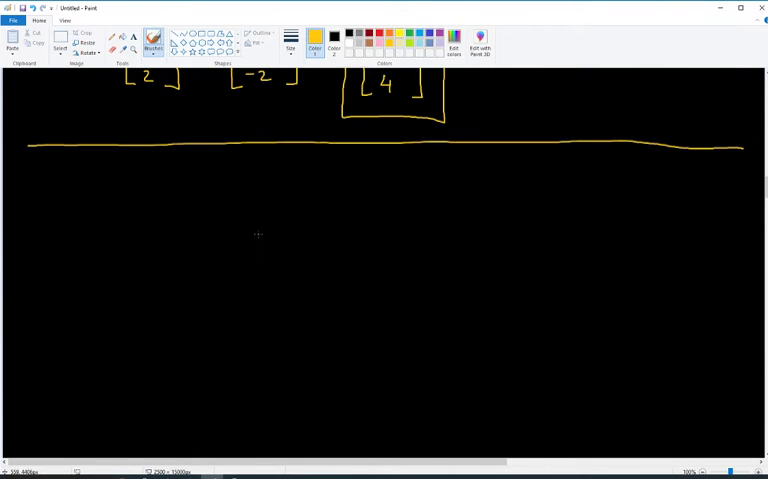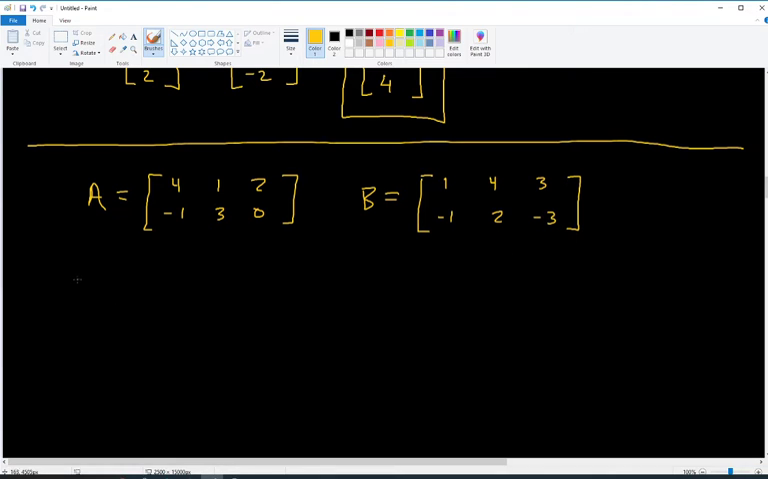So the last topic in this section is matrix multiplication, and this is a little weird because the matrices don't have to be the same size to multiply a matrix by another matrix. There's still a pattern that needs to be held. So let's say matrix A is 4, 1, 2, -1, 3, 0. And matrix B is 1, -1, 4, 2, 3, -3. And we want to find A times B.